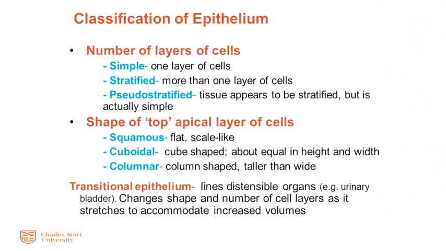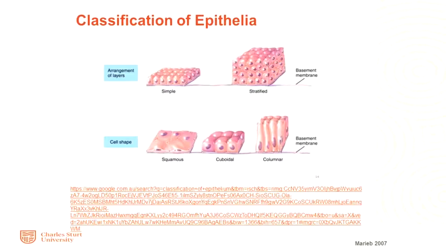Okay, we also have the shape of the top or the apical layer of cells, which also classifies the epithelium. So the shape might be flat or scale-like. In this case, it's called squamous epithelium, or it might be square or cube-shaped, so it's called cuboidal, and they're as wide as they are high. And then columnar, where it's column-shaped, where it's taller rather than wide. So you can see that here, very flat cells being those squamous cells. Then we have cuboidal cells, and then on the right there, those high, narrow, columnar epithelium.